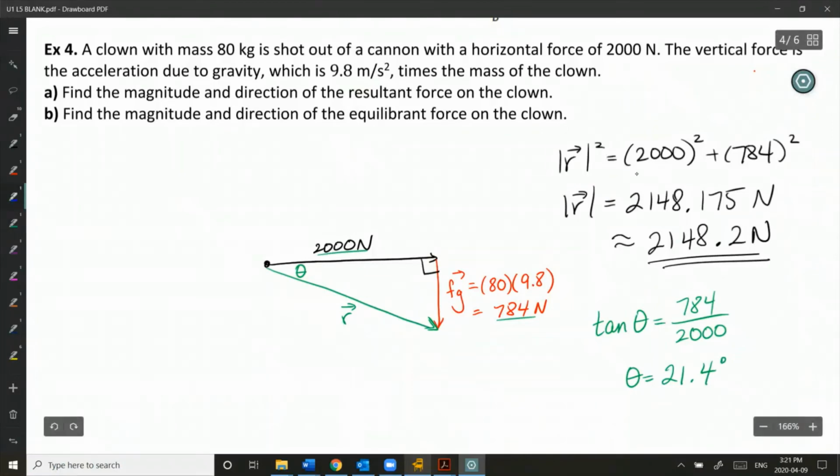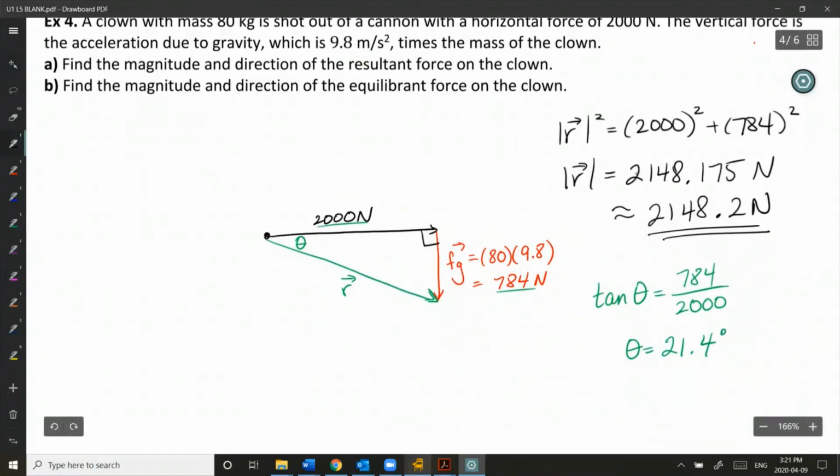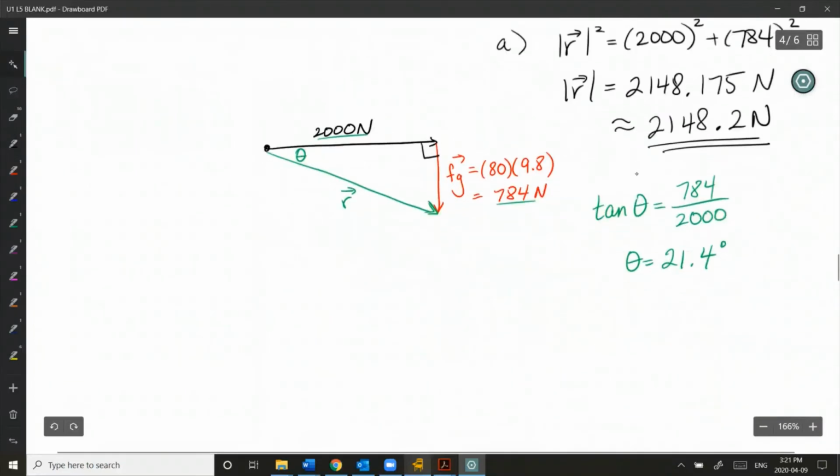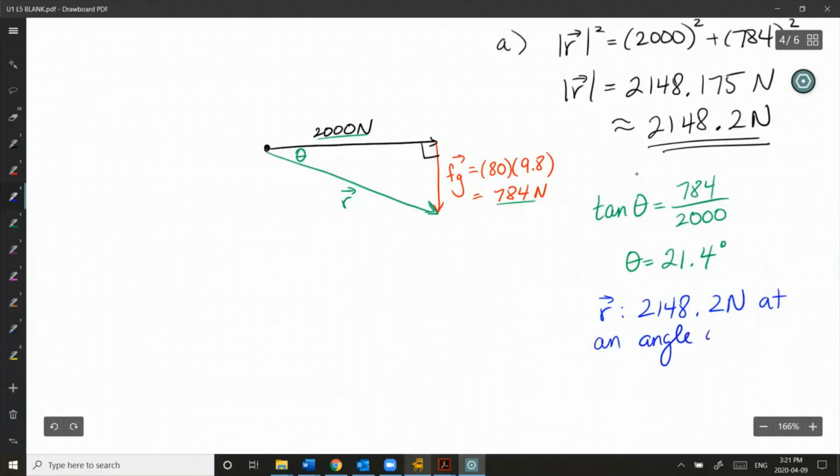So when I state the answer for the resultant vector, this is for part A, I'm going to state the answer all together here with the force and the direction. So we're going to say at an angle of 21.4 below the horizontal.